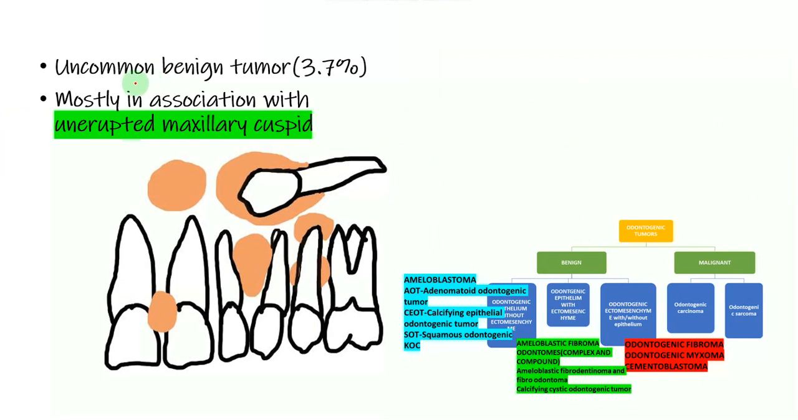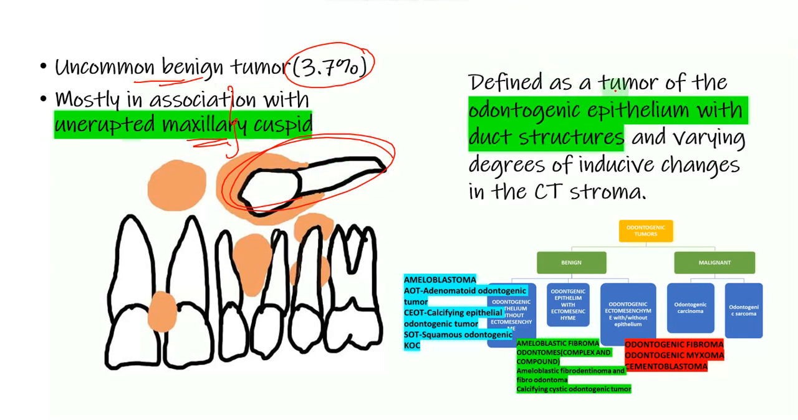Adenomatoid odontogenic tumor is an uncommon benign tumor and accounts for only about 3.7% of all odontogenic tumors and is mostly associated with an unerupted maxillary canine, as in this diagram. It is defined as a tumor of odontogenic epithelium with varying duct-like structures and varying degrees of inductive changes in CT stroma. So remember our classification on odontogenic tumors, where we mainly classified them into benign tumors and malignant tumors.